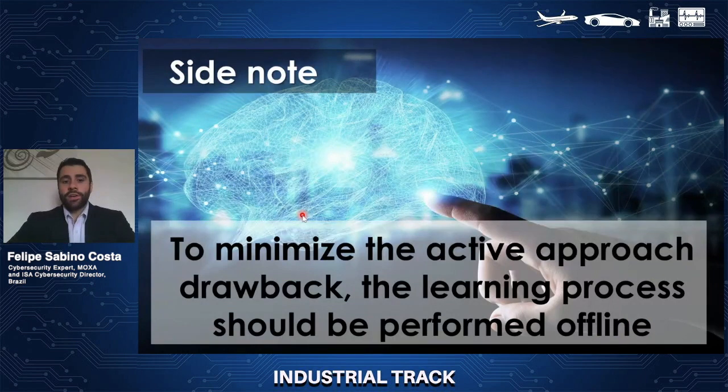As a side note, to minimize the drawbacks of the active approach, we encourage you to do the whole learning process offline and, if possible, in some proof of concept before really deploying it in the real operational network. It should be the last step, after a lot of work before that.